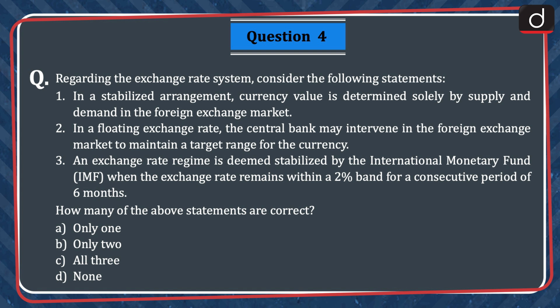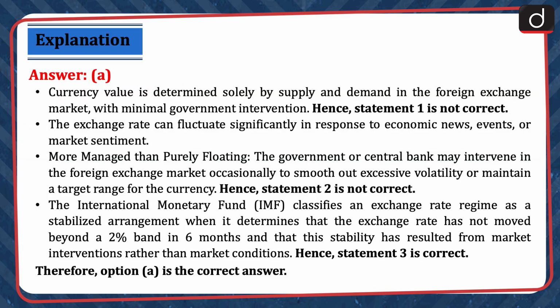The correct answer is option A, only 1. Currency value is determined solely by supply and demand in the foreign exchange market with minimal government intervention. Hence, statement 1 is not correct. The exchange rate can fluctuate significantly in response to economic news, events, or market sentiment. More managed than purely floating, the government or central bank may intervene in the foreign exchange market occasionally to smooth out excessive volatility or maintain a target range for the currency. Hence, statement 2 is not correct.